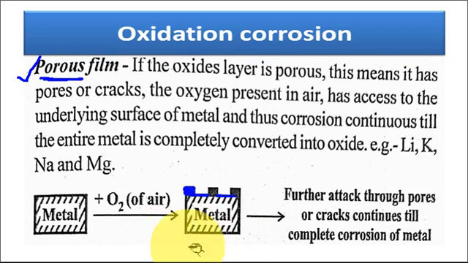In such a case, further attack through pores or cracks continues till complete corrosion of the metal takes place. In such cases, metal gets completely corroded through these pores. For example, in the case of lithium, sodium, magnesium, potassium, etc., through these pores the metal gets completely corroded. So this is the example of the porous layer.